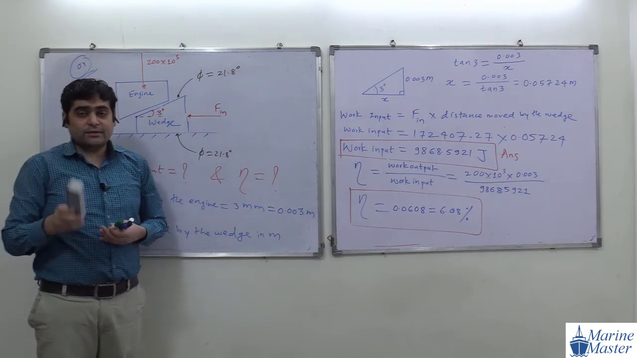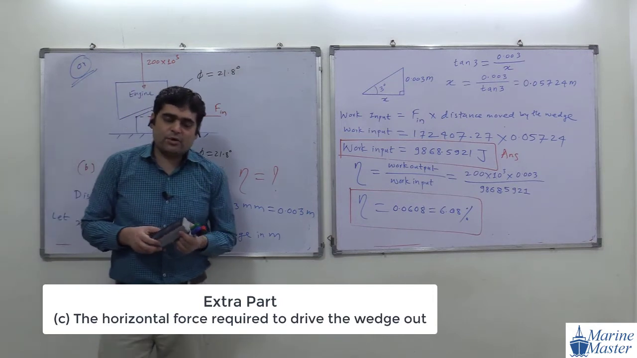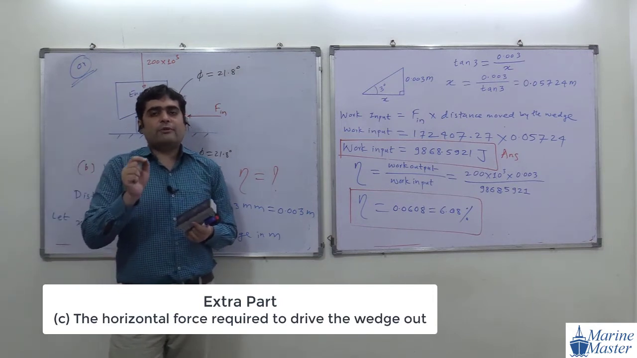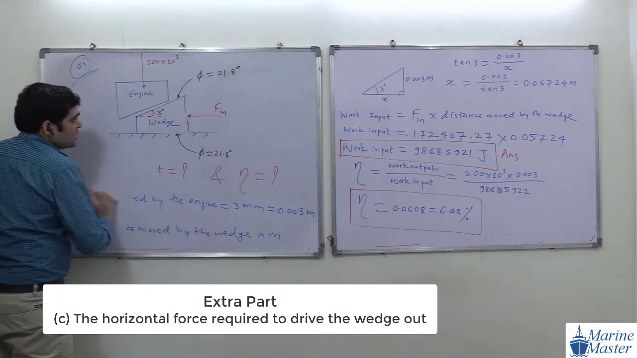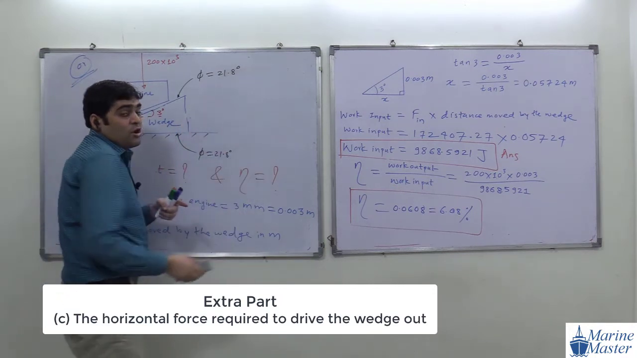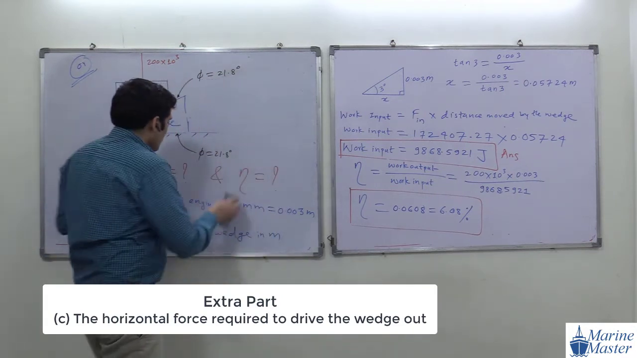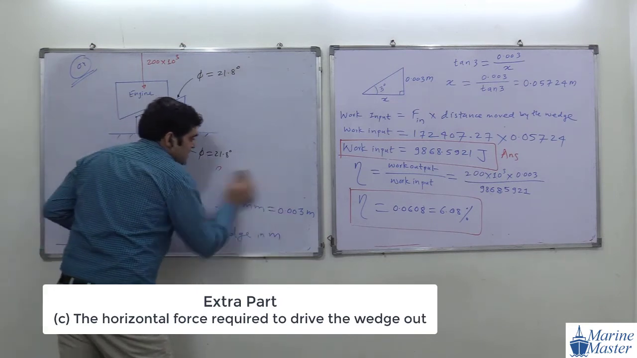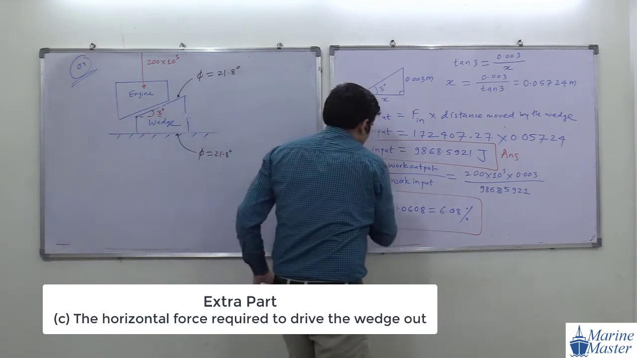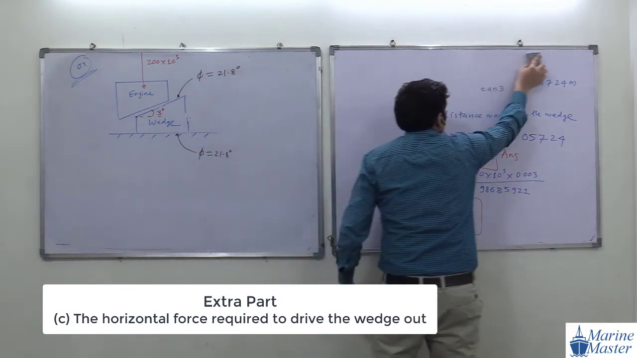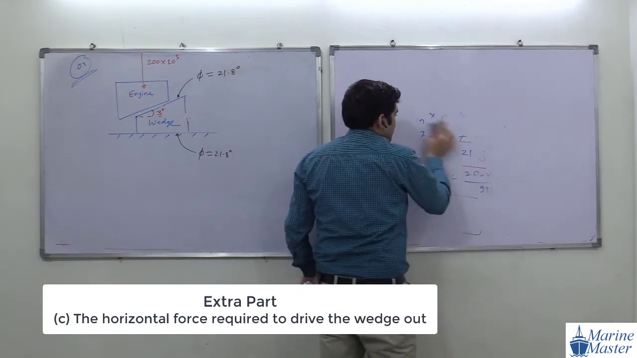What is our next target? What do we have to find out here? Now, in C part, the extra part is: a force required to drive the wedge out. In A part they asked us the force required to drive the wedge in. Now in the extra question, the question is the force required to drive the wedge out. What will be the force required to drive the wedge out?